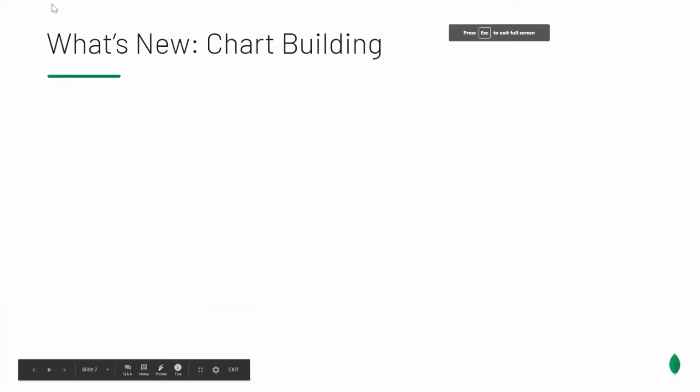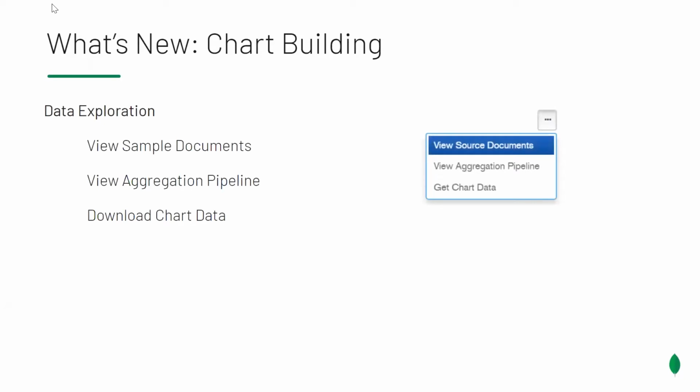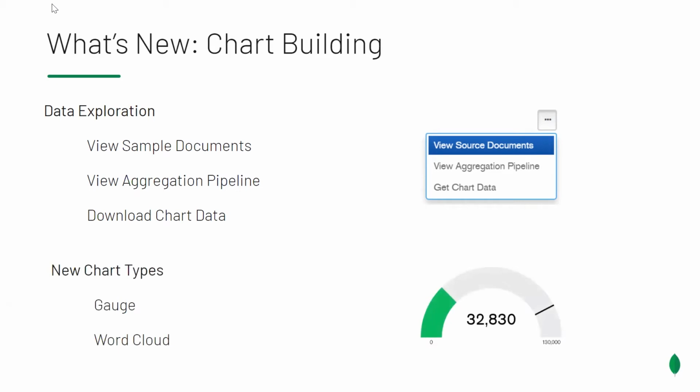And let's talk about the next feature area, which is chart building. Now, in the chart builder, we've added a number of great new capabilities. The first is around data exploration. So this is a new menu that really lets you see your data before, during, and after it has been processed by charts. And I'll explain that more in just a few moments. We've also added a couple of great new chart types. So we have a gauge chart type, which is good for measuring progress against some kind of goal or total. And we've also added a word cloud, which is a great way of visualizing data that's centered around text.